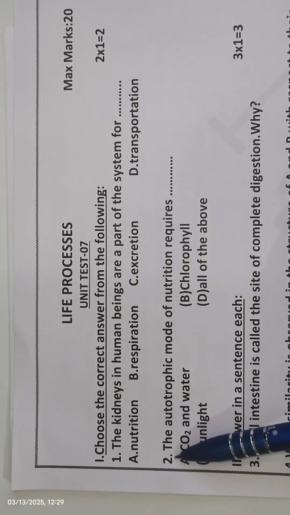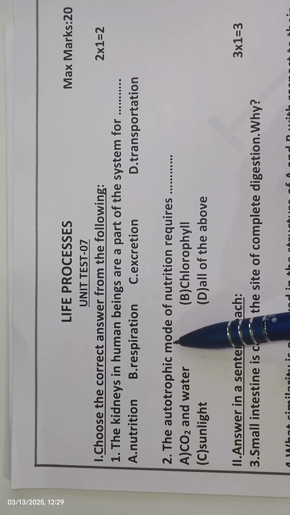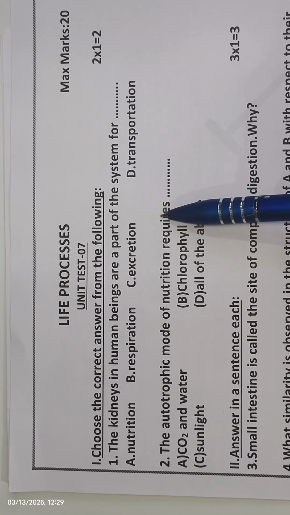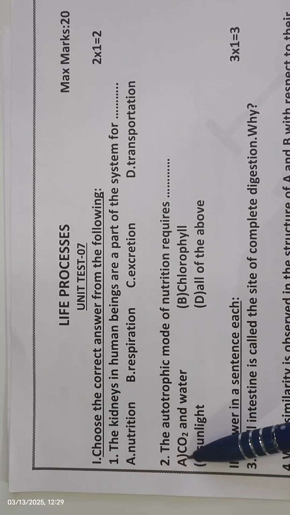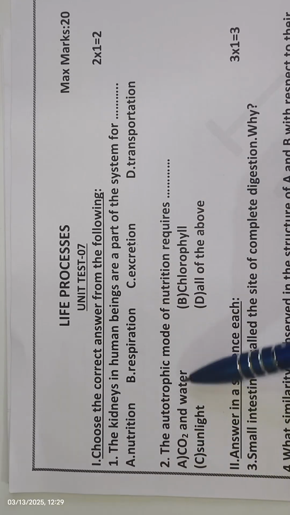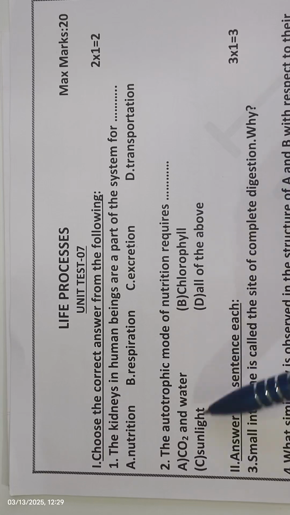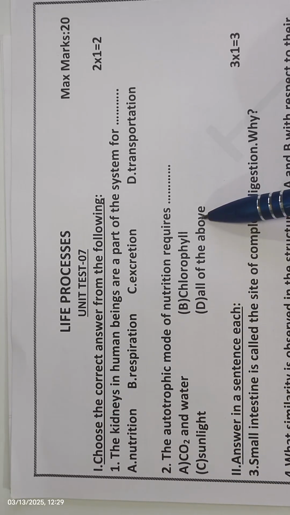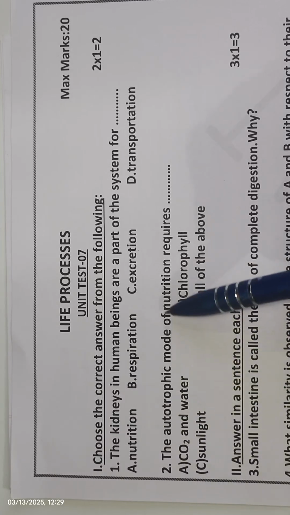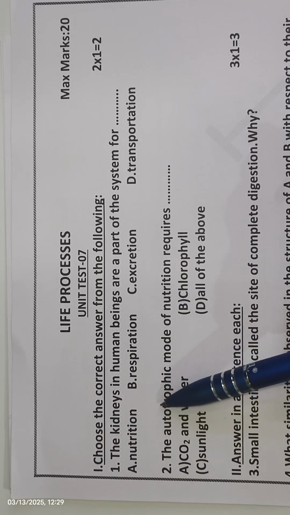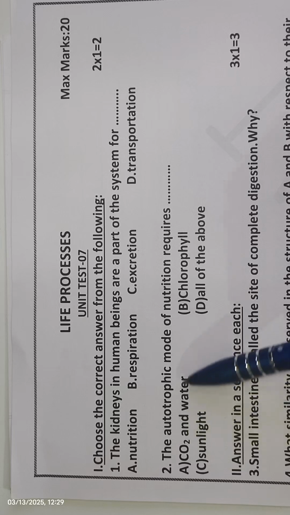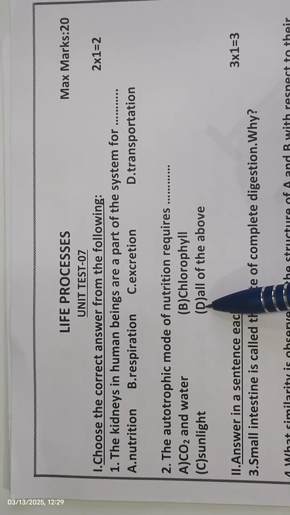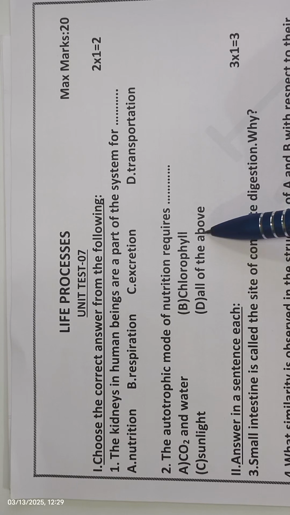Next, question number 2. Autotrophic mode of nutrition requires option A, carbon dioxide and water, B, chlorophyll, C, sunlight, D, all the above. So as autotrophic mode of nutrition means they are green plants, green plants require all these things for preparation of food. So answer is option D, all of the above.